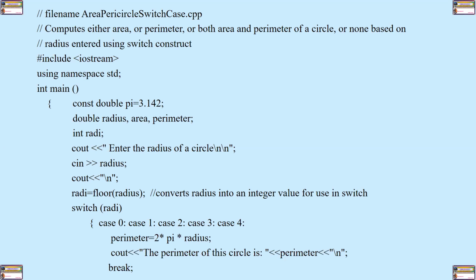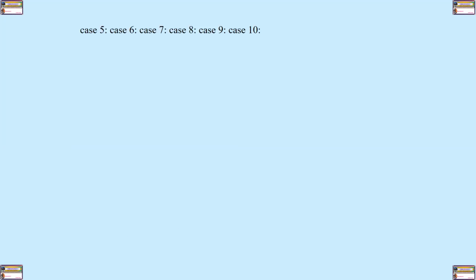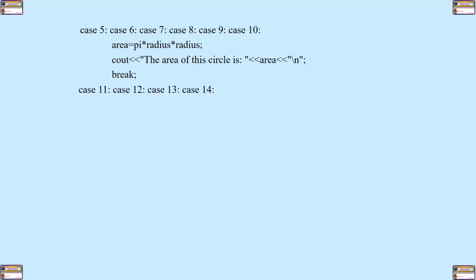We go to the next statement immediately after the end of switch by using the reserved word break. Then we move on to the next case. So if the value evaluates to 5, 6, 7, 8, 9, or 10, that is the range from 5 to 10 inclusive, then we compute the area and display the area. And then we come out of that section of code and go to the next statement immediately after the end of switch.